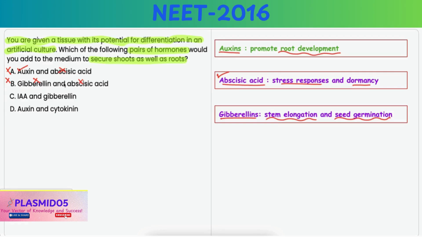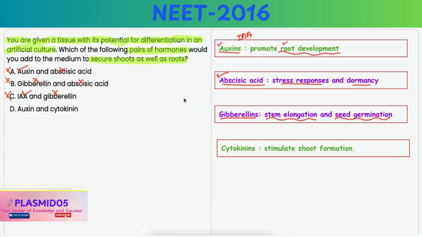Now, IAA, which is a type of auxin, supports root formation. But gibberellins are not involved in shoot or root differentiation. Hence, it is incorrect. Option D, auxin and cytokinin. Now, auxins like IAA, that is indole acetic acid, promote root development, while cytokinins stimulate shoot formation. And the ratio of auxin to cytokinin in the medium determines whether roots, shoots, or callus formation occurs. So, it is an ideal pair for differentiation in tissue culture. Thus, it is the correct option.